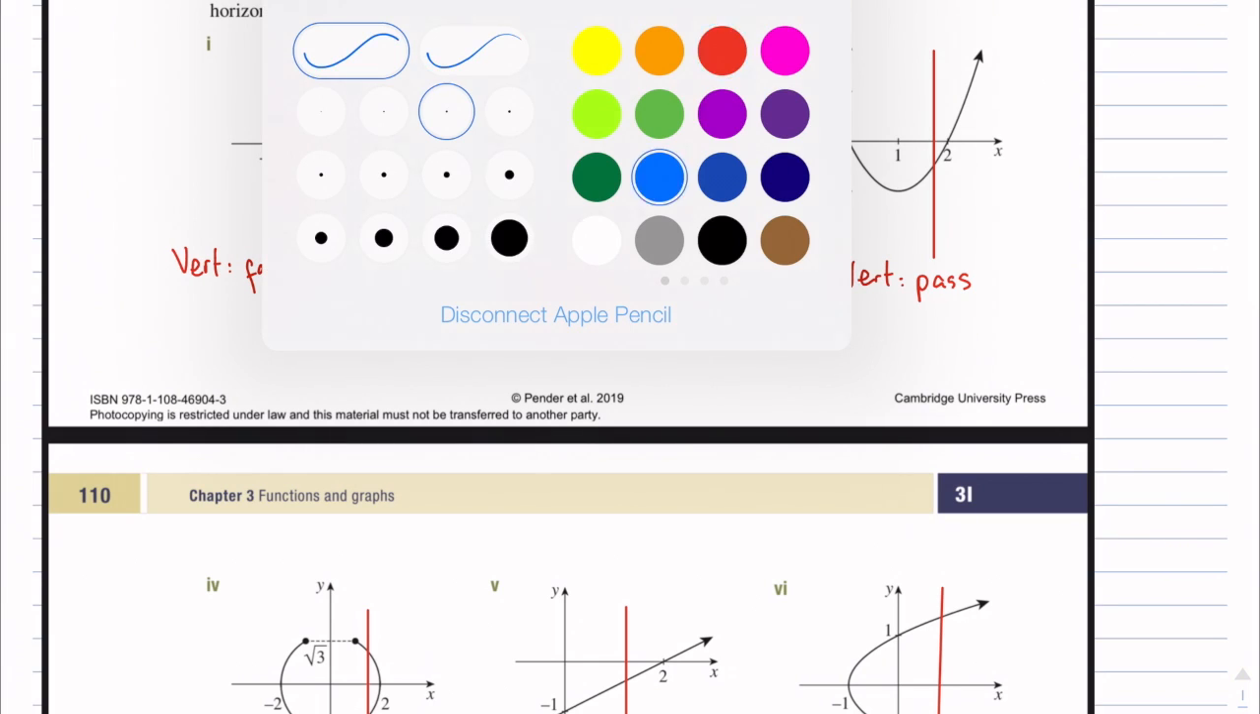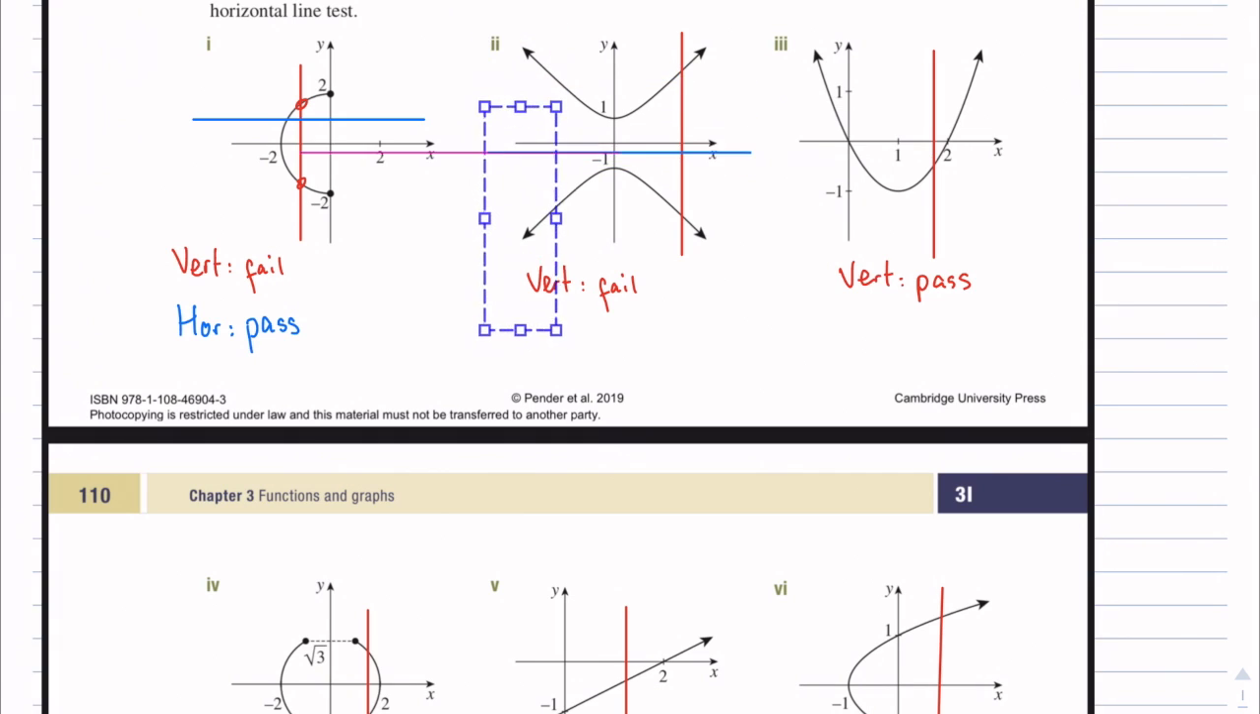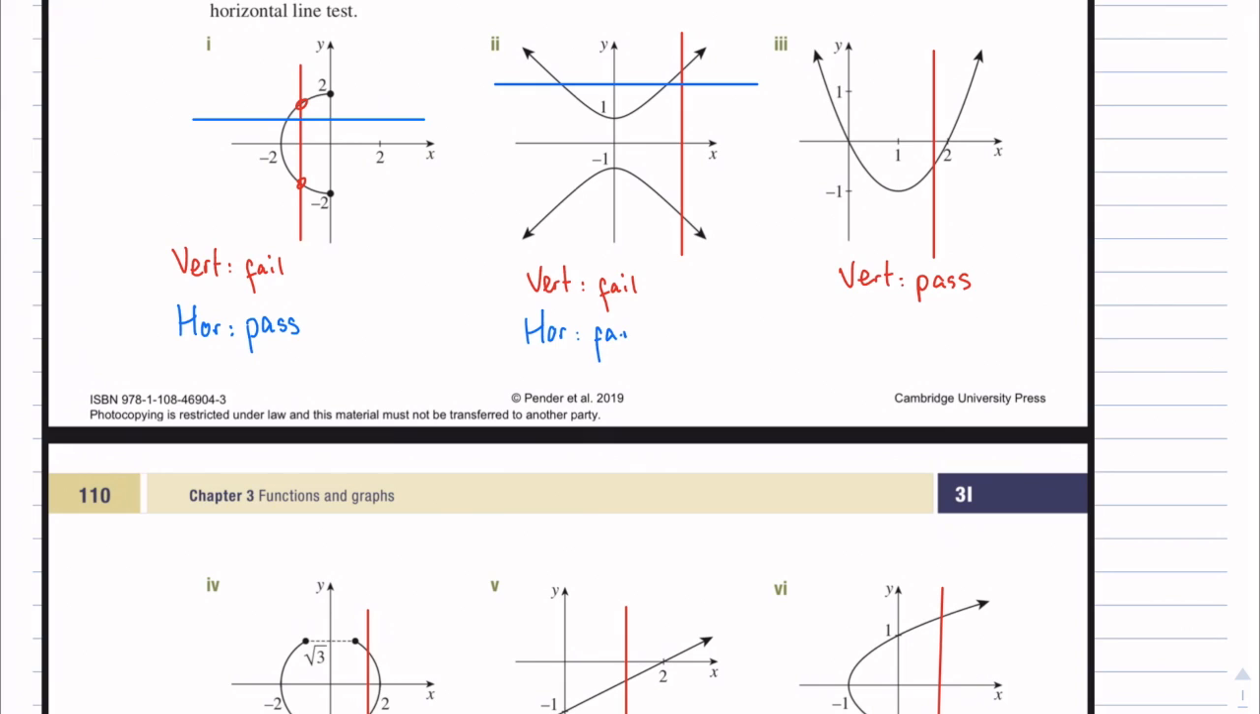Okay, now let's do our horizontals in blue. Horizontal. Doesn't matter where I move this horizontal line, it'll only hit this circle once or less than once. So pass. Here, if I put it here, it'll fail it. If I put it down here, it'd pass it, but I care about whether it can fail it at all, and if it can, it fails. Because here it hit it here and here.